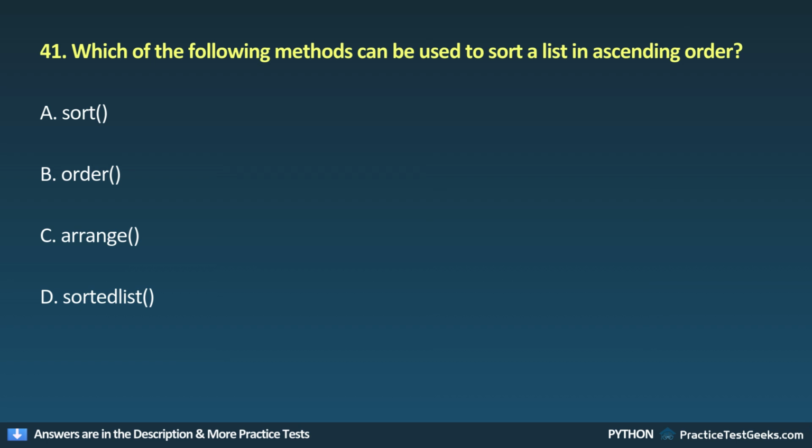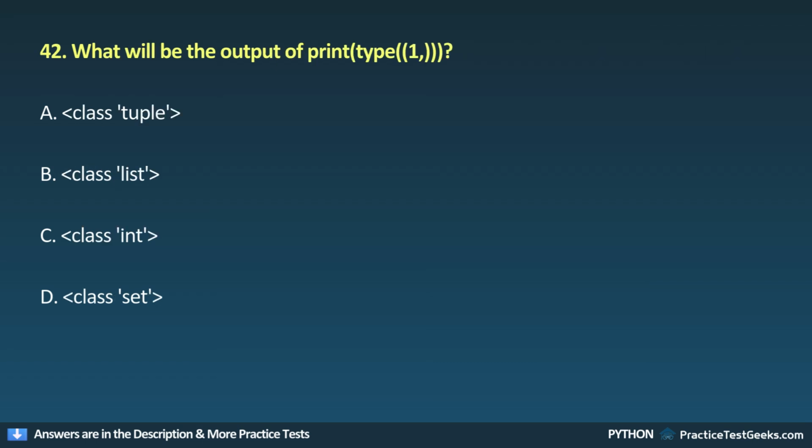A. sort. B. order. C. arrange. D. sorted list. 42. What will be the output of print(type((1,)))? A. class tuple. B. class list. C. class int. D. class set.